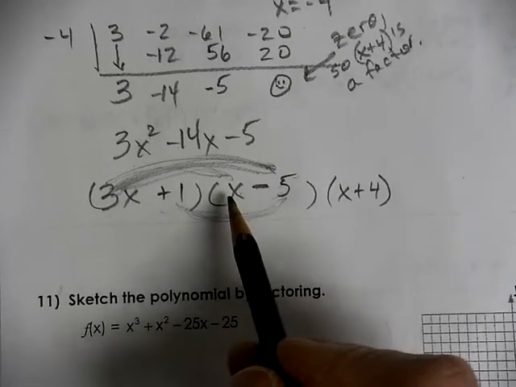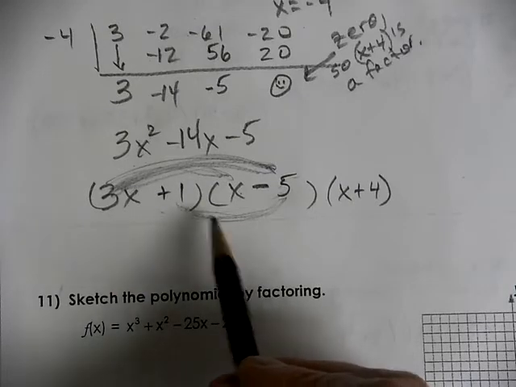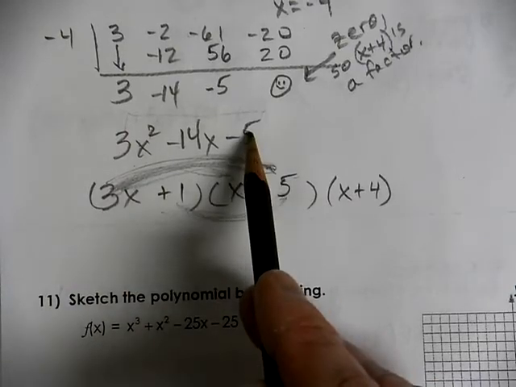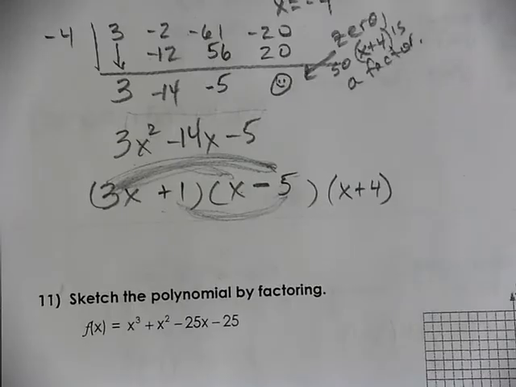So that's an example of factoring by guess and check. You could also say what multiplies to be negative 15 and figure those out, and factor by grouping to make the same factors.